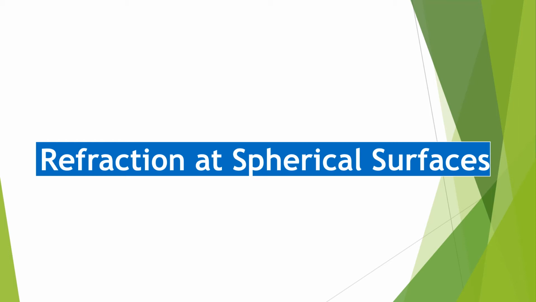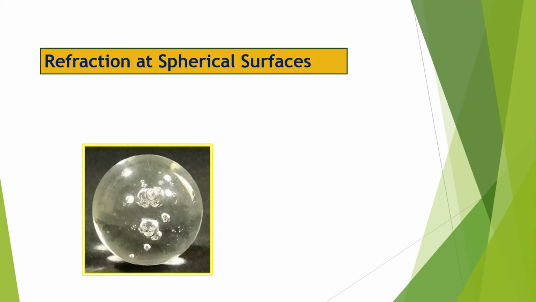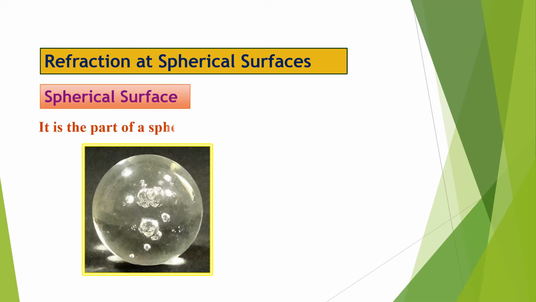Hello students, in this slide I am going to discuss how refraction takes place at spherical surfaces. Refraction at a spherical surface: it is nothing but a part of a sphere, as we can see here, and it is made up of that sphere only.